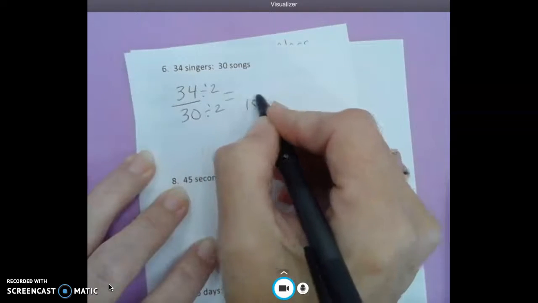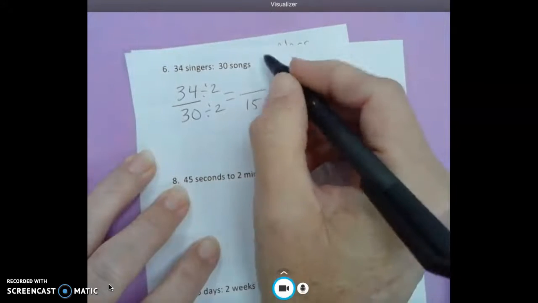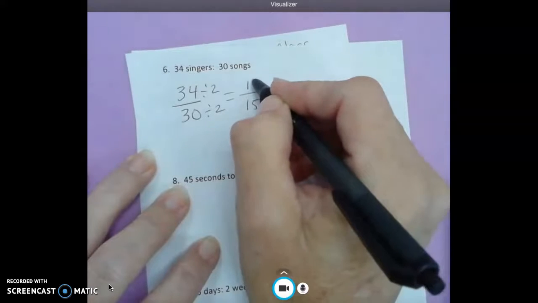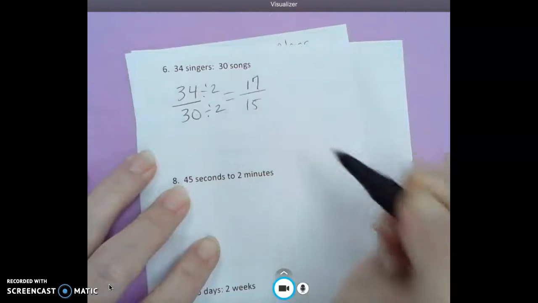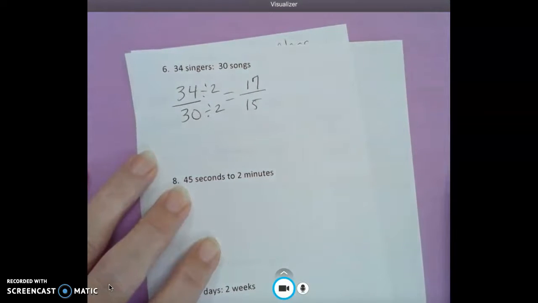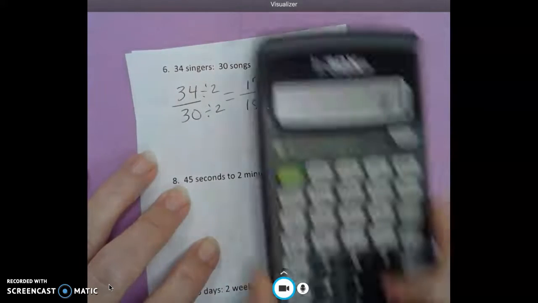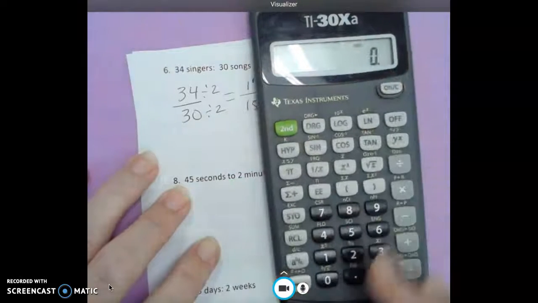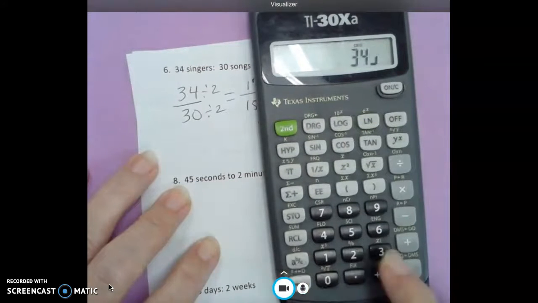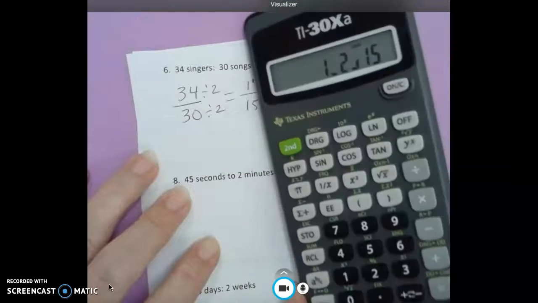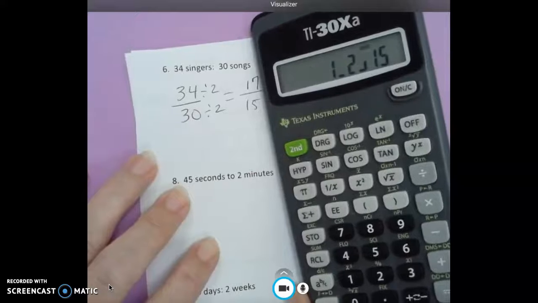So we're going to get 15 and 17. So 15 over 17. So we know that most of our calculators are not going to work on that one because the big number's on top, unless we do some converting. So 34, ABC 30. Our calculator gives us 1 and 2/15.